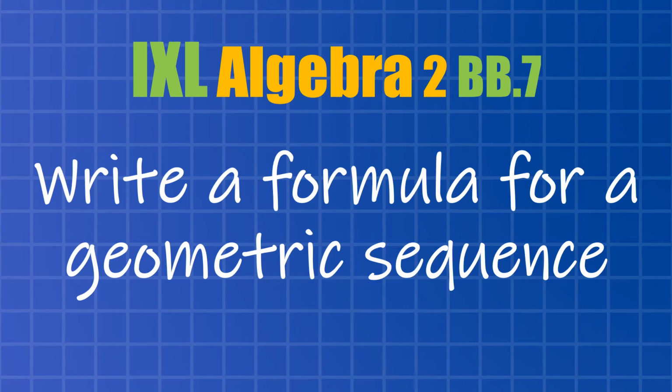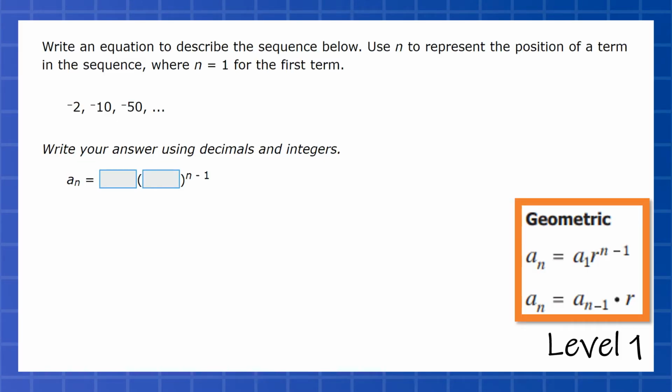In this video, we're going to write a formula for a geometric sequence, and we're going to do it in just 4 examples. Okay, so we have a pattern here, and it says that we're starting n equals 1 for the first term. In other words, the first term of this equation, this number right here, is known as a sub 1.